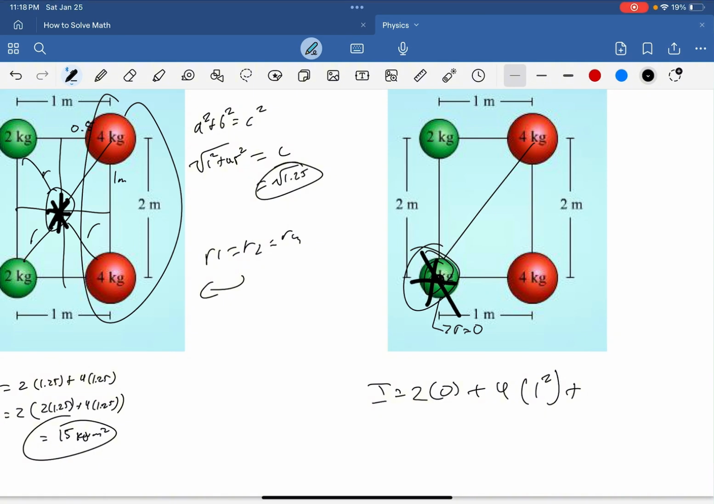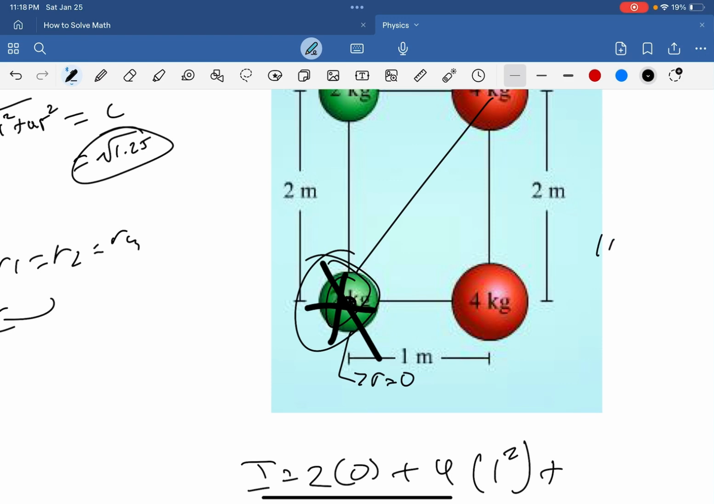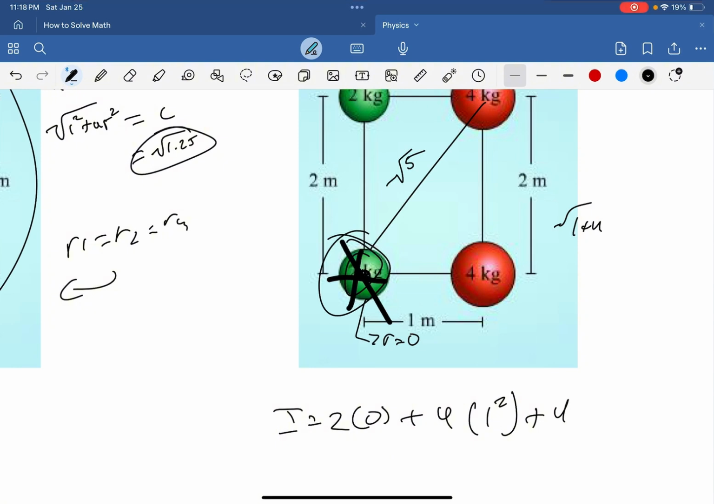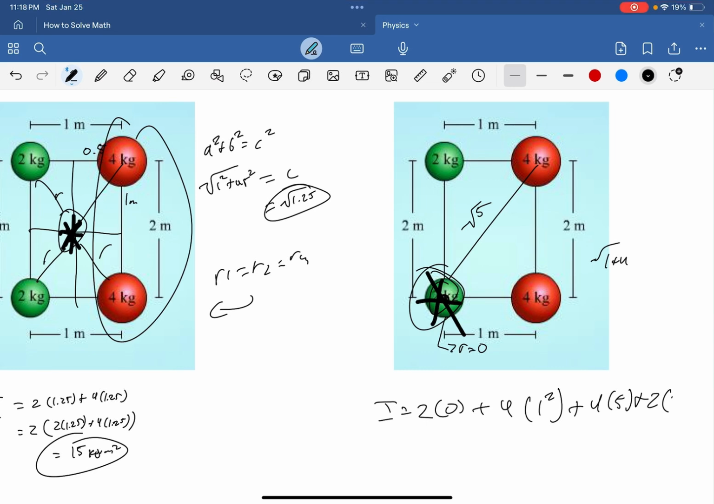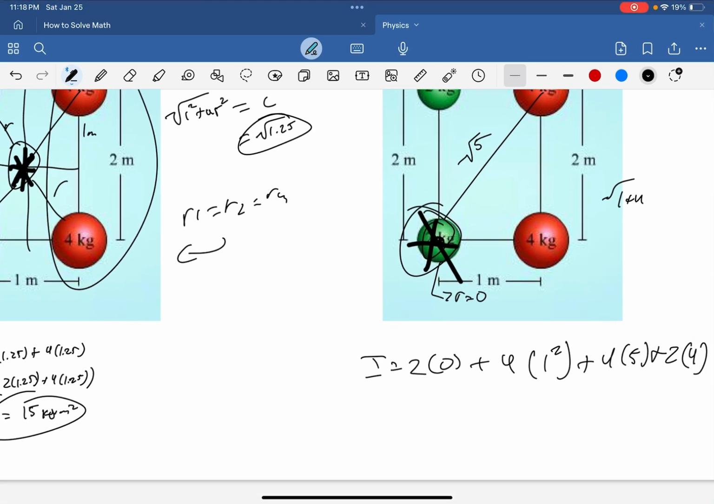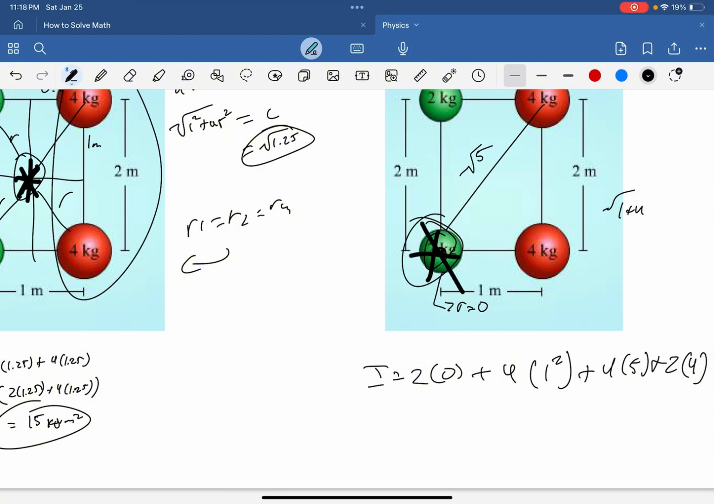The Pythagorean theorem again. 1 squared plus 2 squared is just going to be 1 plus 4, and then the square root of that is the square root of 5. So plus 4, and then the square root of 5 squared is just 5. And then plus 2 times 2 squared, which is just 4. So it's going to be 0 plus 4 plus 20 plus 8, which is equal to 32.